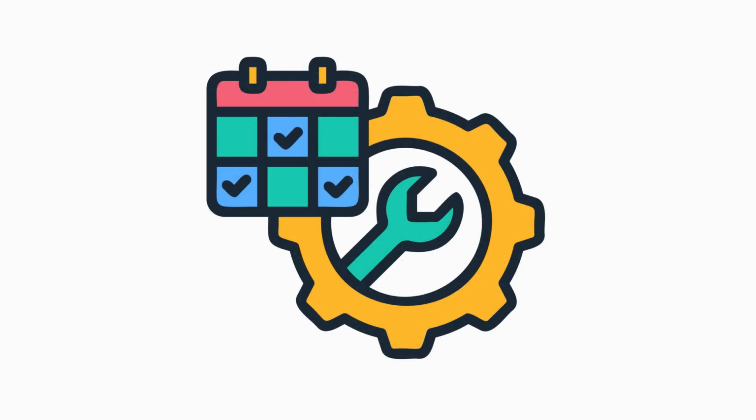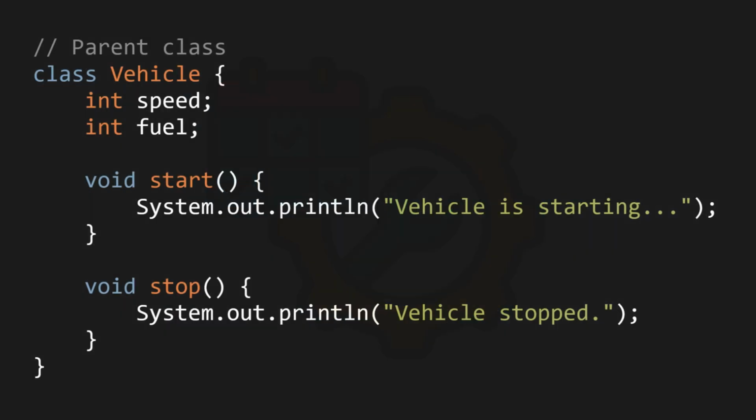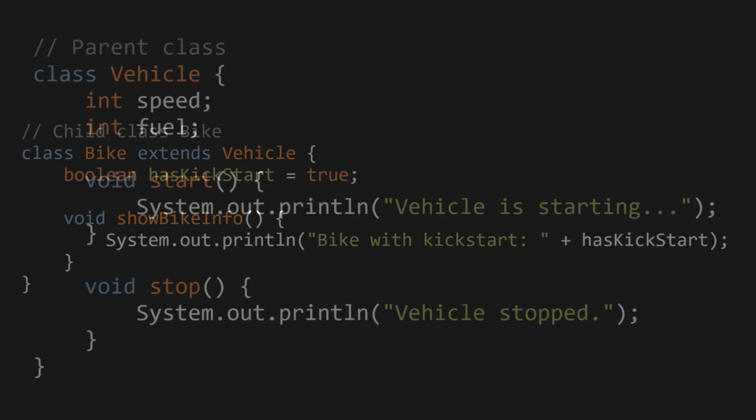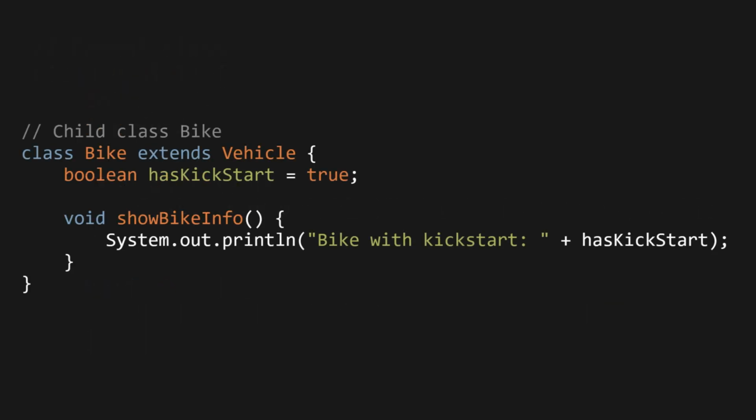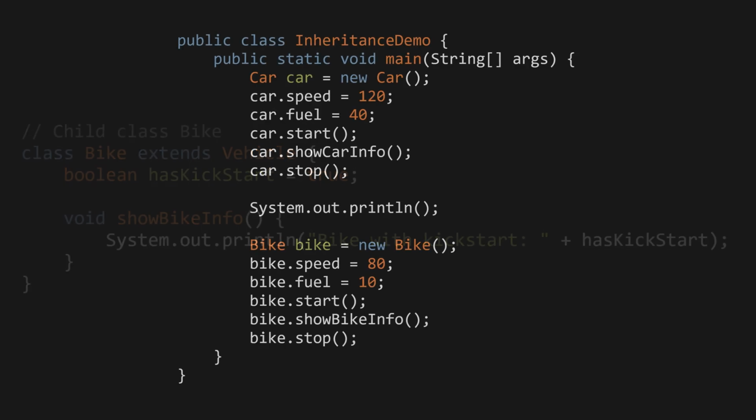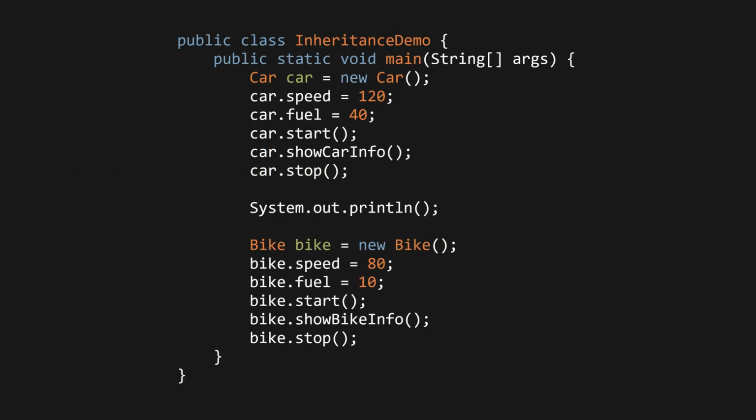So basically, inheritance is reusability. Instead of writing speed and fuel for both Car and Bike, we wrote it once in Vehicle and reused it. The keyword extends makes our class inherit from another class. Child classes can add their own features on top of the parent features.